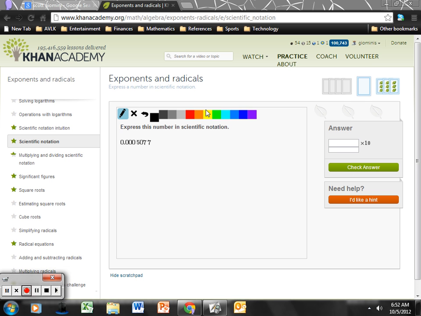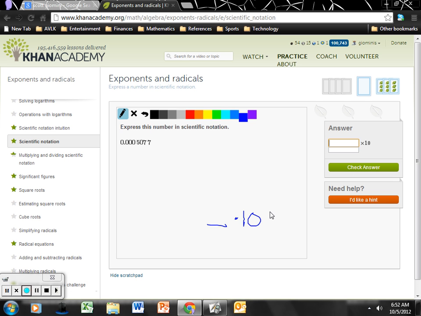A couple things I want to remember about scientific notation. Whenever I'm doing scientific notation, I'm doing it something times a power of 10. So I'm going to have an exponent up here. We don't know what the exponent is. It's going to either be positive or negative, but the base is always going to be 10.